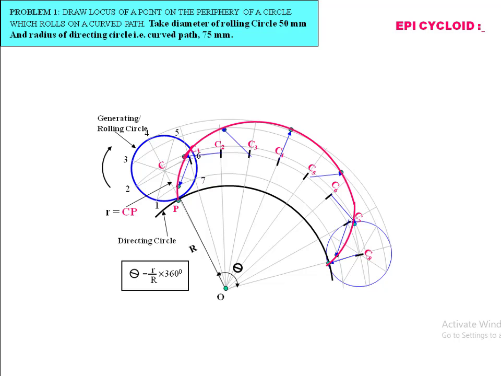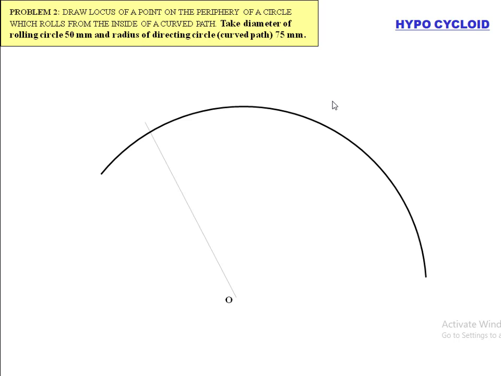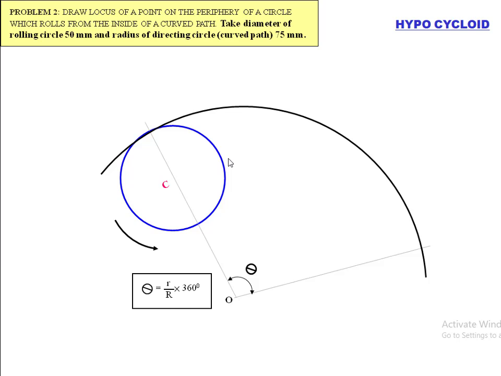Let us start with the next data, that is for the hypocycloid. As we discussed earlier, the rolling circle was rolling outside the directing circle. In this case the rolling circle will roll inside the directing circle. So the data for the same is given. The diameter of the rolling circle is 50 mm and the radius of the directing circle is 75 mm. First we'll draw the directing circle, inside of which we'll draw the rolling circle. This is the center, and again the angle we'll calculate by using the data.